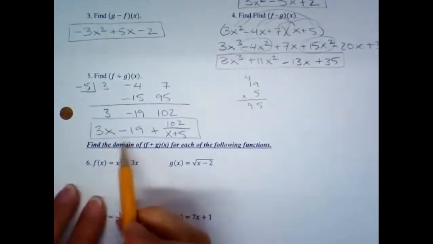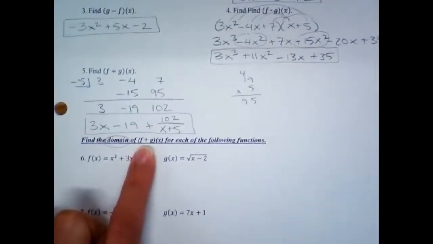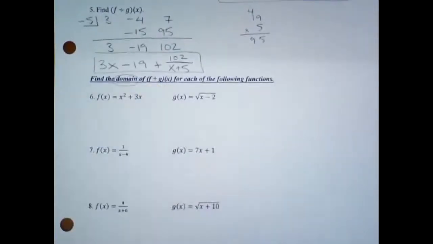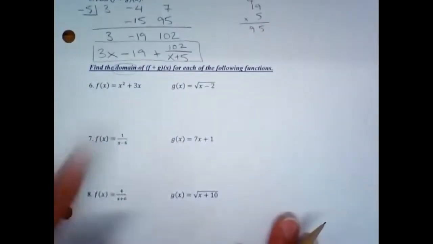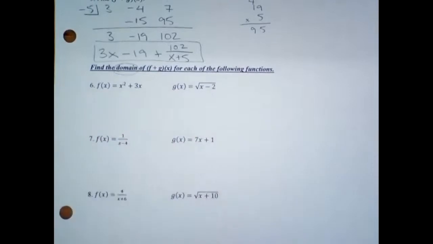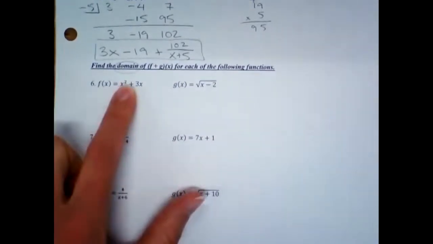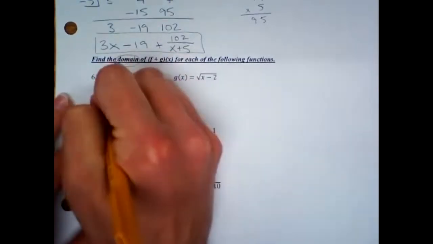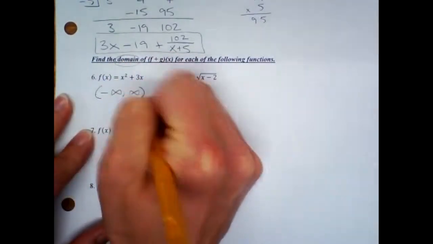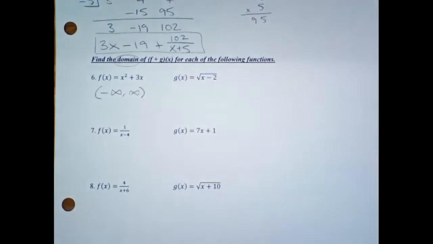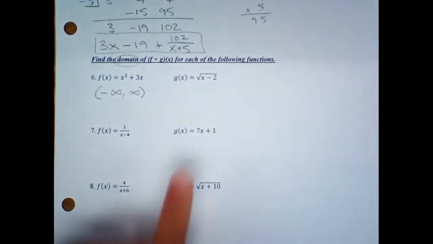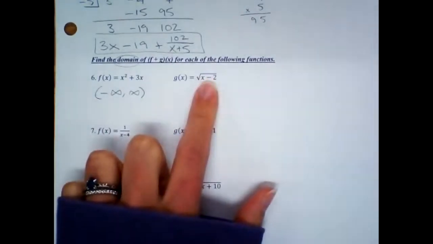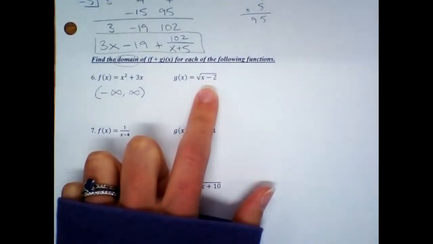All right. Here, we're going to find the domain of f plus g. So this is the one where you just combine the two together. So let's write out what the domain for each of these would be, and then you basically just mush them together. What would be the domain for this one? It's a parabola, so everything.